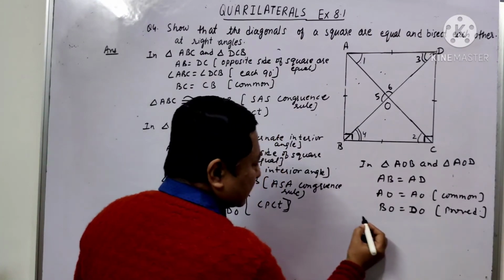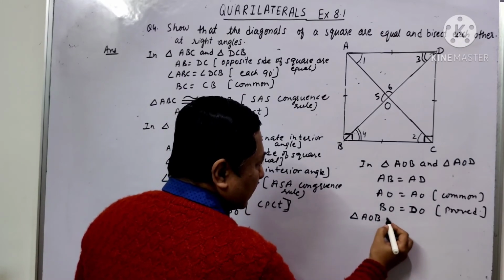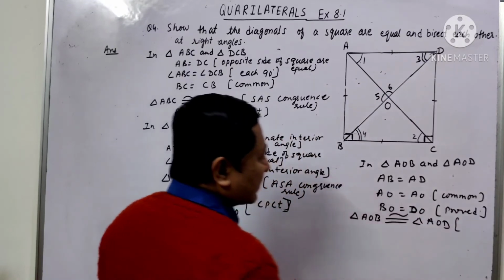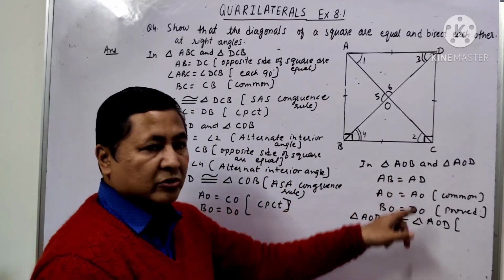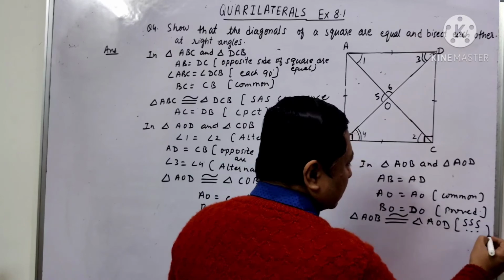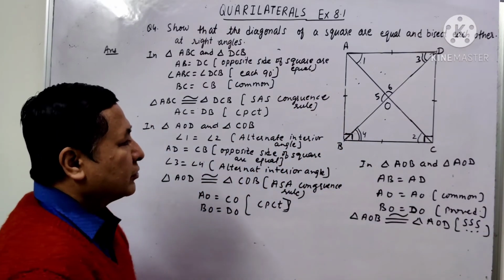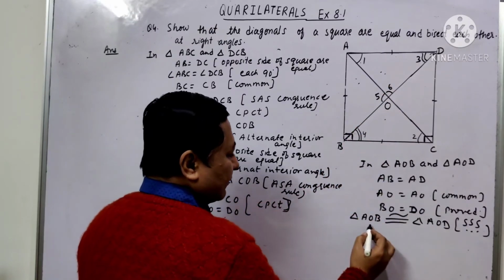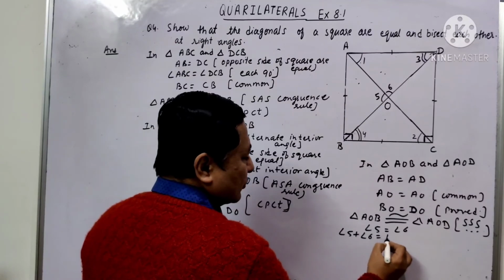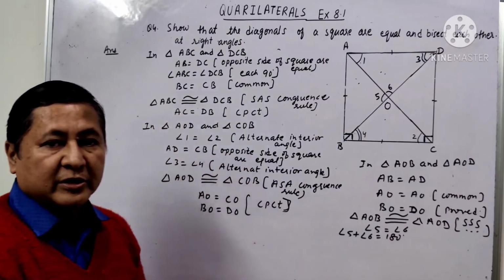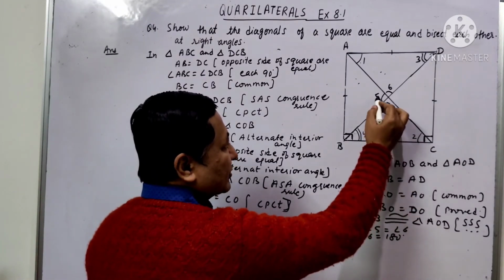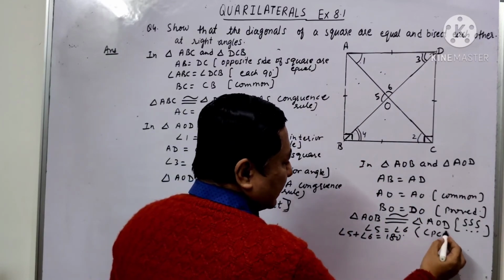So now these two triangles, triangle AOB is congruent to triangle AOD, and the rule is, you can see here all three sides are equal to the three sides of the other triangle. So the rule is the SSS congruence rule, that you can write here. Now since these two triangles are congruent, angle 5 will be equal to angle 6, because these are corresponding parts of congruent triangles.